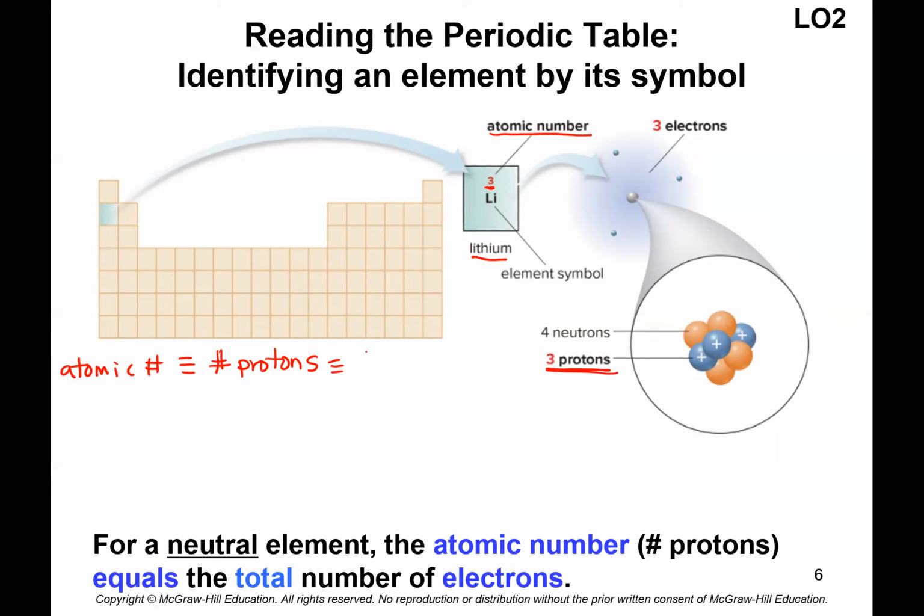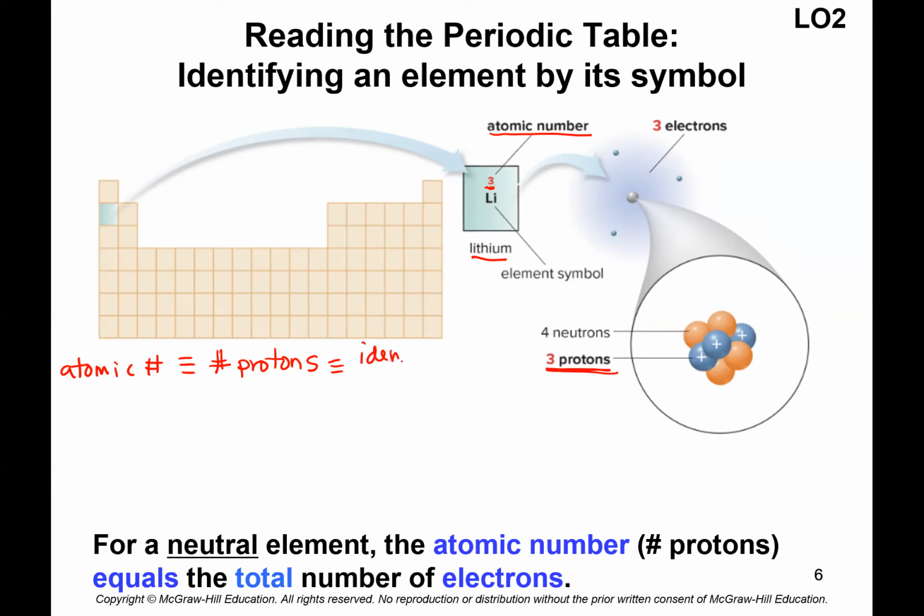So what this also means is that the number of protons is going to tell you the identity of the element. That means that if you have an atomic number of 3, you can only be lithium. Okay? If you have an atomic number of 4, you can only be beryllium. Right? So that's going to tell you which element you are dealing with.